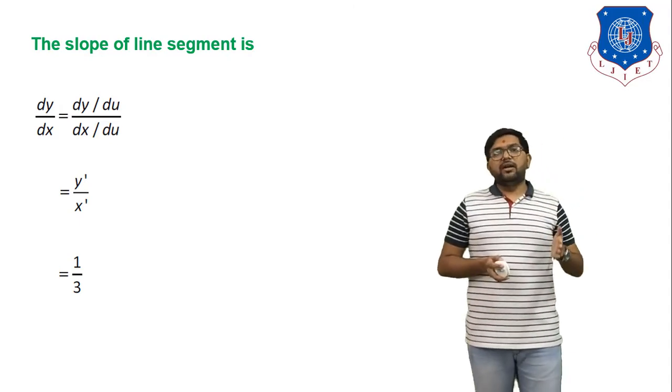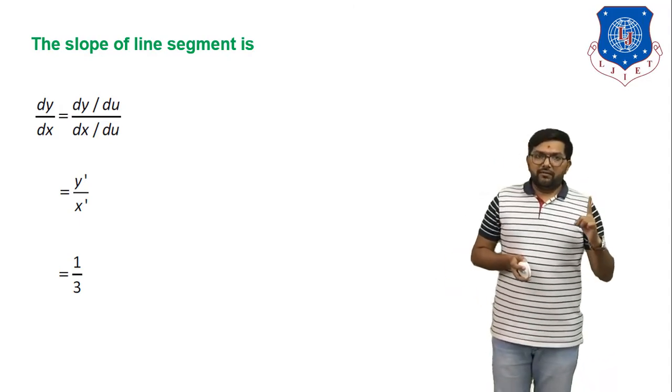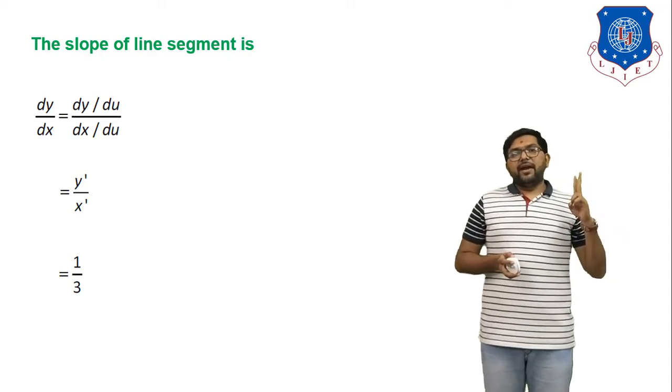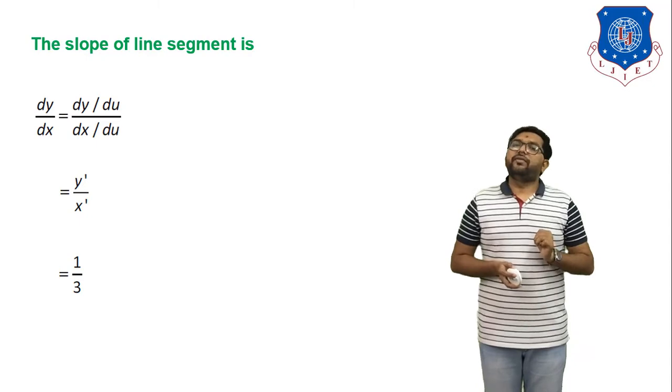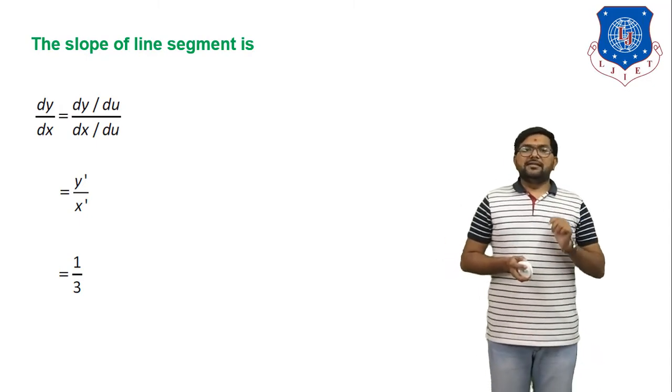Clear? In this numerical we have to find the parametric equation of the line. Second, we find the tangent vector of the line, and third, we calculate the slope of the line. Clear? So this is example number 1.